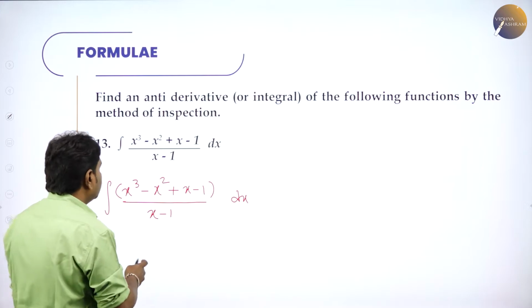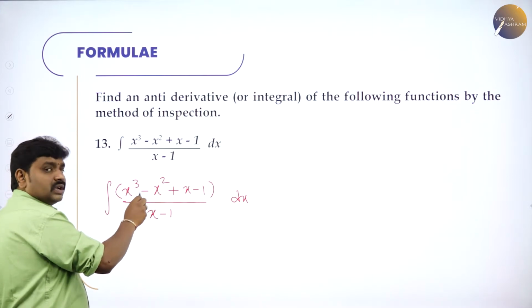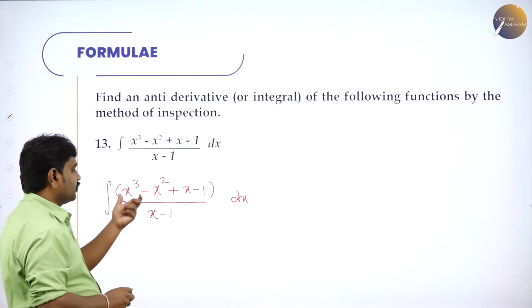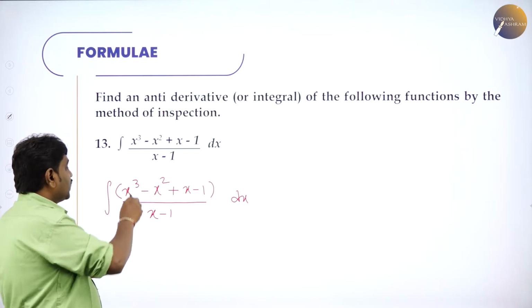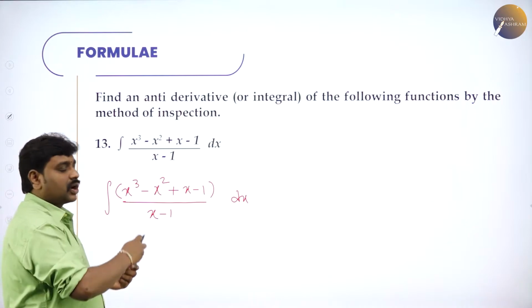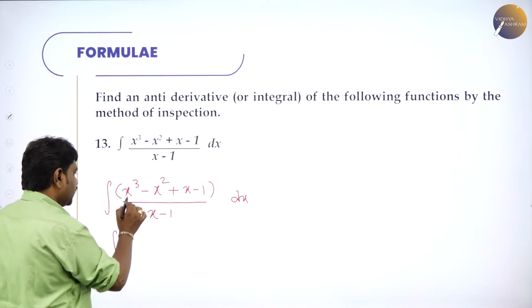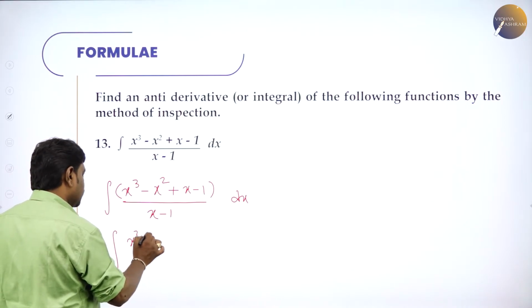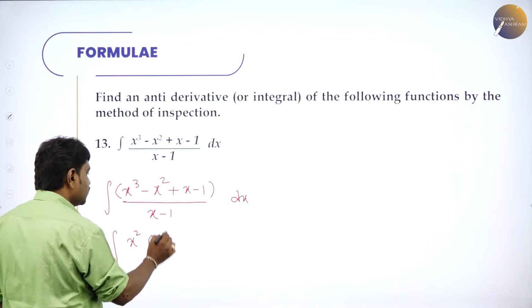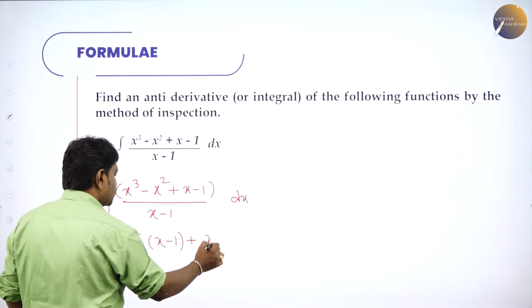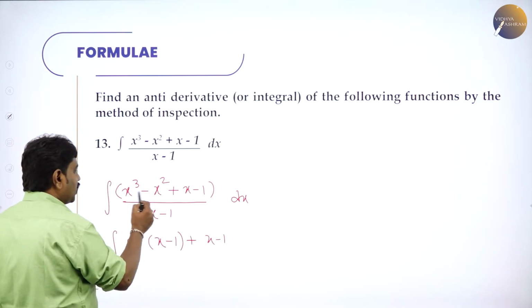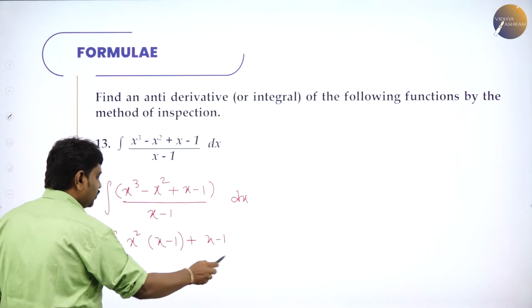So we'll group them. x cube minus x square. Out of these two, take the least term. Out of x cube and x square, take x square common. If you do that, this will become x, this will become minus 1. Plus what is left out, x minus 1. I am taking common from only these two terms, divided by x minus 1.